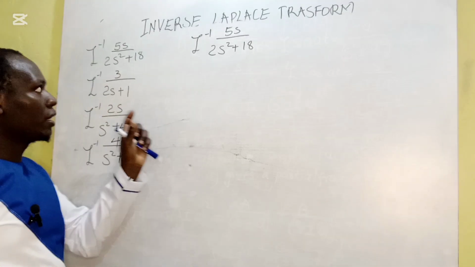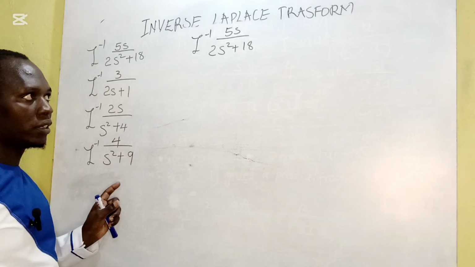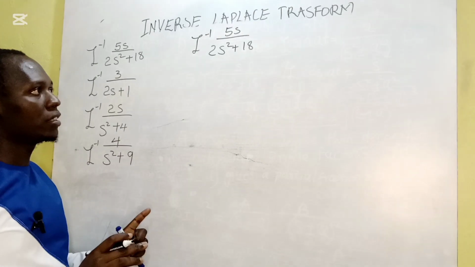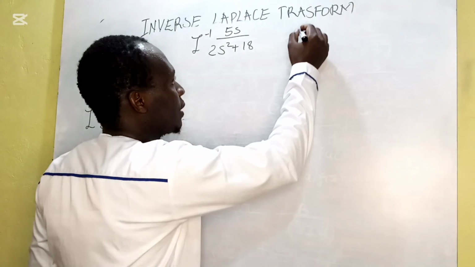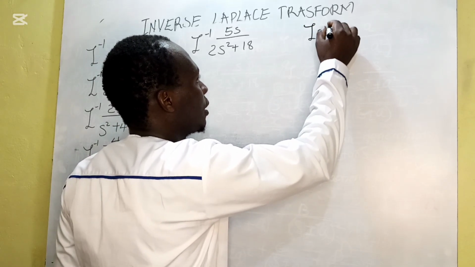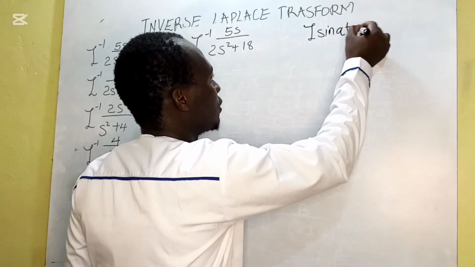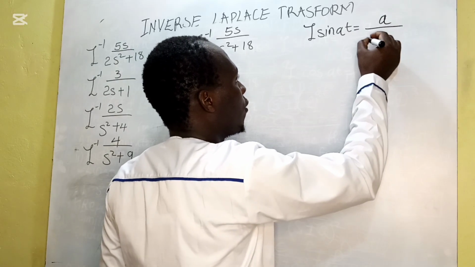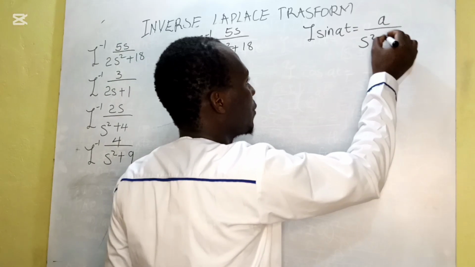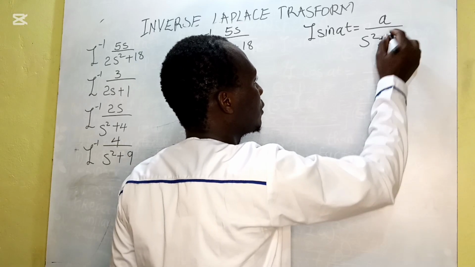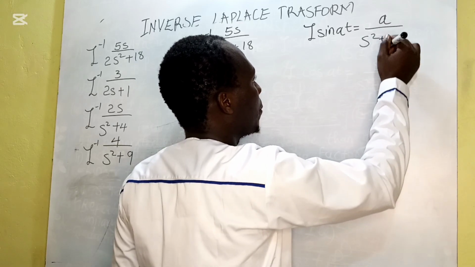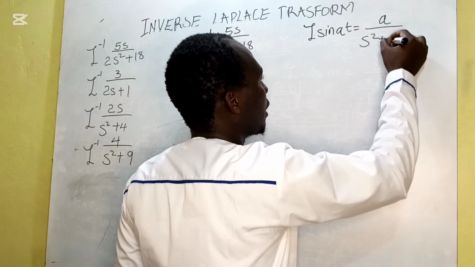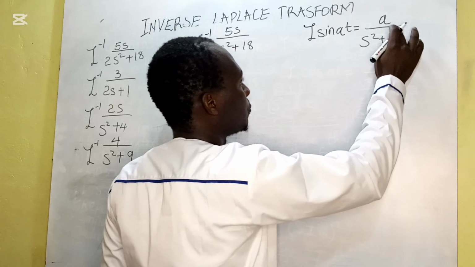When you've been given functions like this one, the first thing that we need to understand before doing anything is that the Laplace transform of sine at is equal to a all over s squared, we come and add a squared.